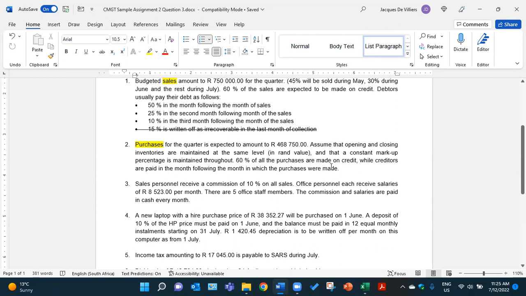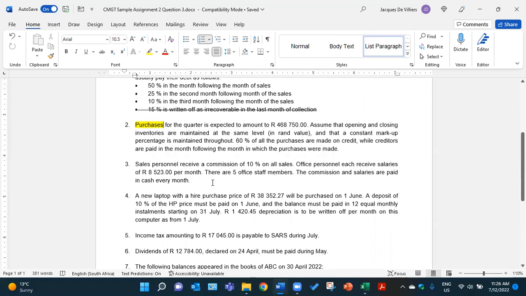60% of all purchases are made on credit. Obviously, that means again that 40% of all purchases are made for cash, while creditors are paid in the month following the month in which the purchases were made. So we have 1 month to pay, and we need to pay within that month. We don't have 90 days like we give our clients.